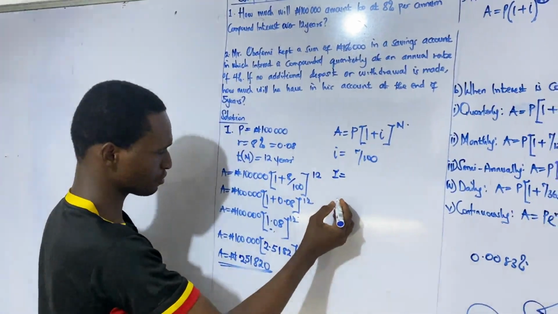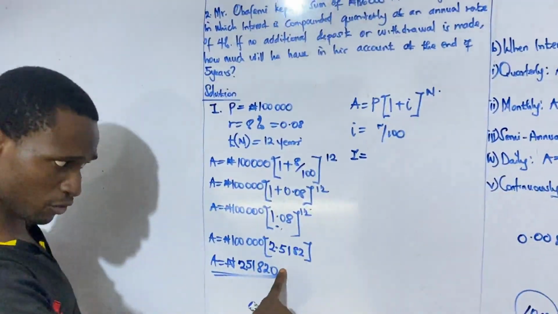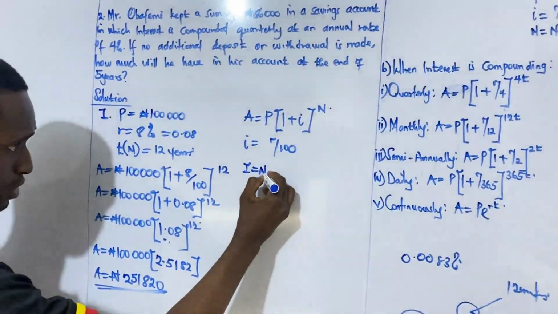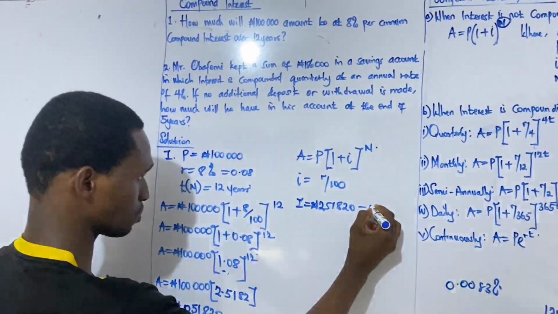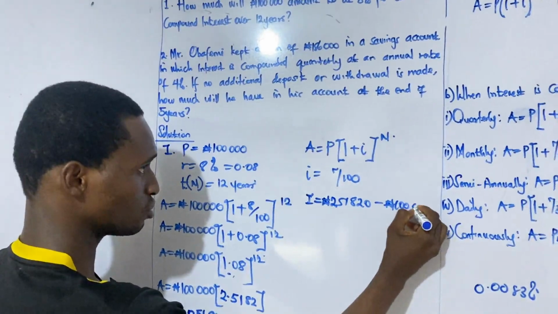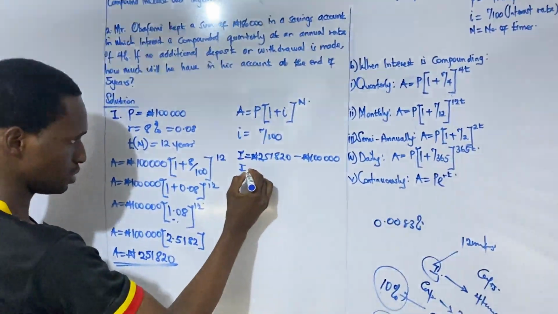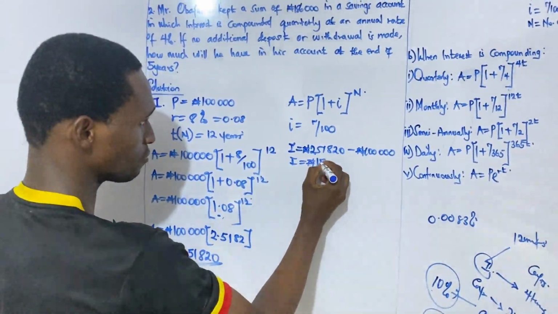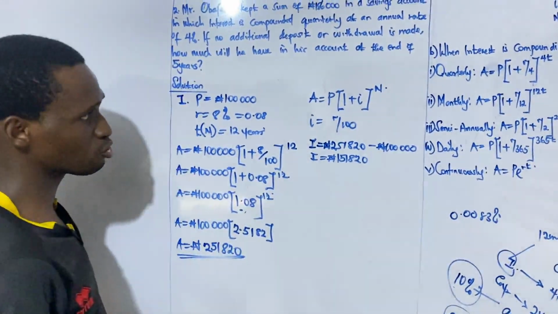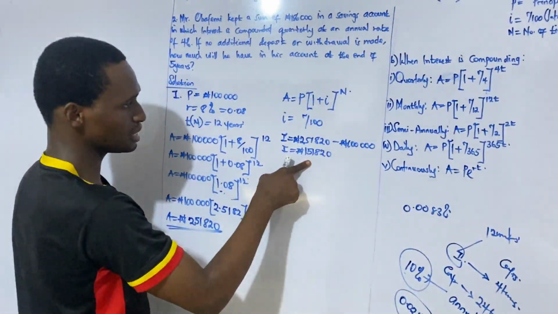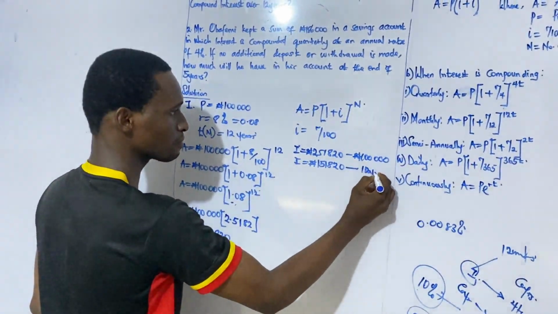So our interest for 12 years. Now take note, this is for 12 years. So our interest for 12 years will be what? 251,820 naira minus 100,000. Interest will be 151,820. But now this is interest for 12 years.